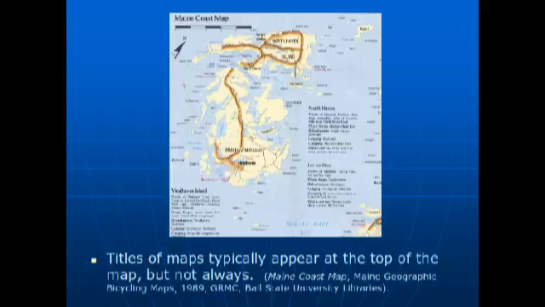Titles of maps typically appear at the top of the map, but not always. Here, as you can see, the title should have been somewhere at the top or in the middle, which is sometimes awkward. But to show the map properly with proper legends and proper area, sometimes we need to sideline the title. Here you can see the Maine coast map.